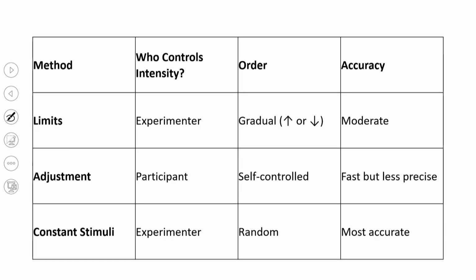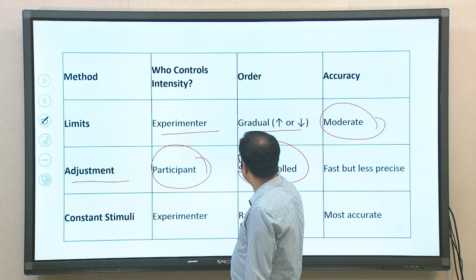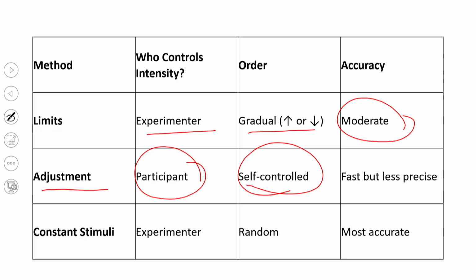So, just to summarize these three methods. The method of limits: who controls the intensity? The experimenter. And what is the order of presentation? Gradual, high to low or low to high. Accuracy can be said to be moderate. Method of adjustment: here the control is given to the participants and the order is also self controlled. Participants decide how they do it. There also it can typically be gradual from low to high or high to low, but the participant decides. It is very fast, but less precise and less accurate. That is one disadvantage of it.